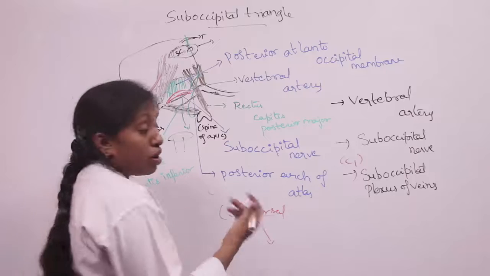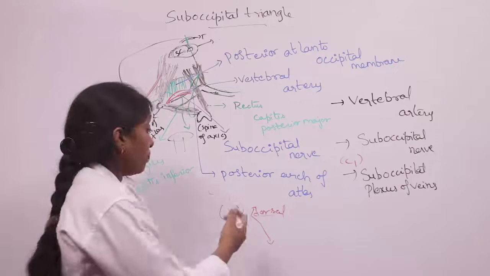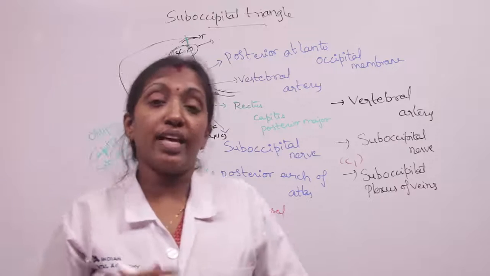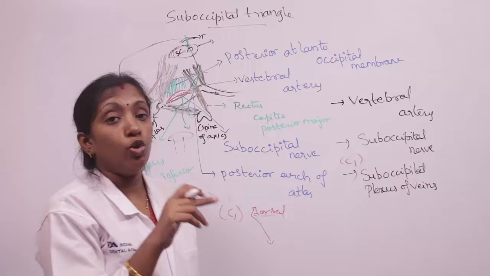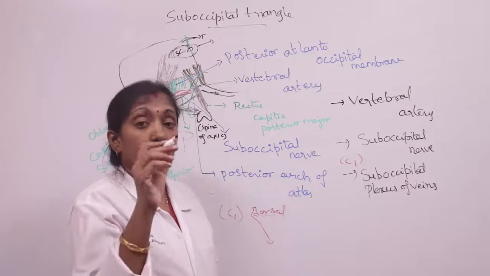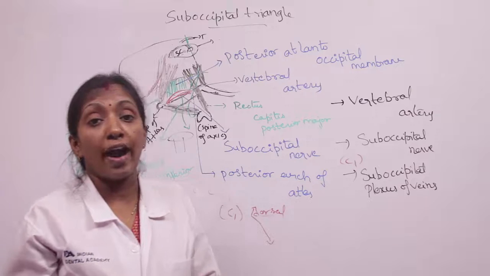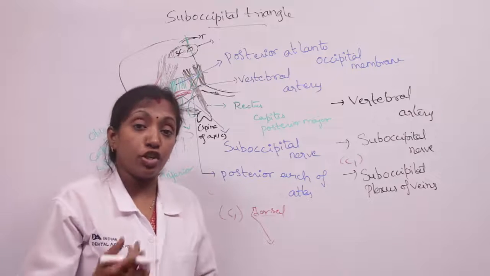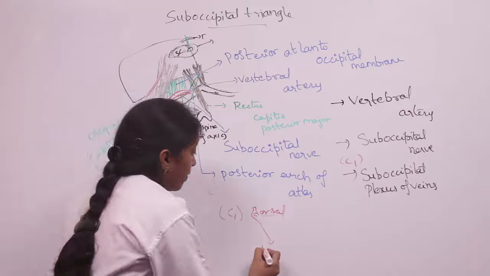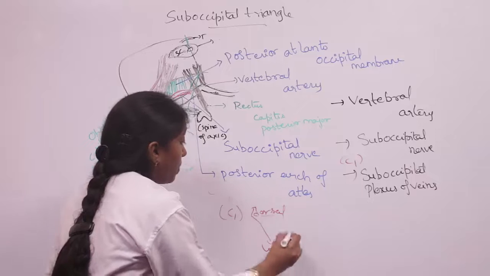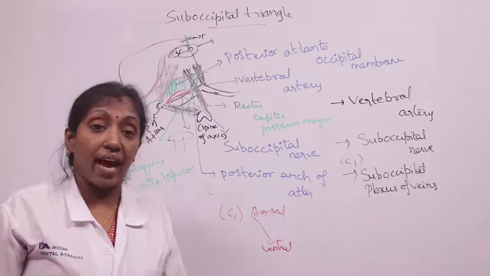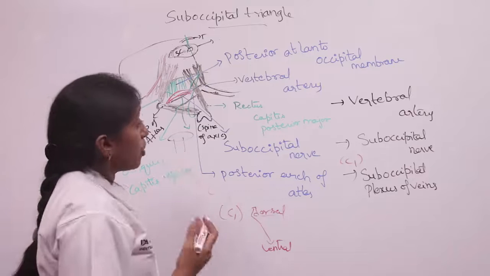The suboccipital nerve is nothing but the C1 nerve. The C1 nerve divides into dorsal and ventral branches. The dorsal branch is seen in the suboccipital triangle, and the ventral branch joins with the ascending branch of C2, and C1 through the hypoglossal nerve supplies the superior belly of omohyoid, geniohyoid, and also thyrohyoid. Also this C1 ventral branch supplies rectus capitis lateralis and rectus capitis anterior. So that's about the suboccipital nerve.